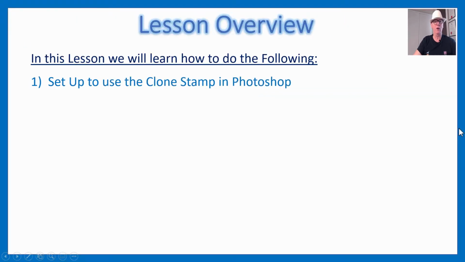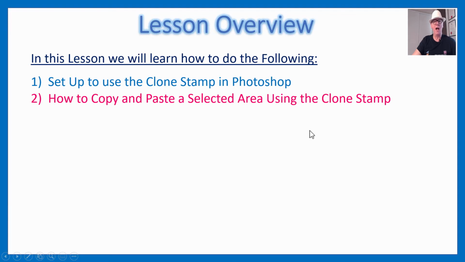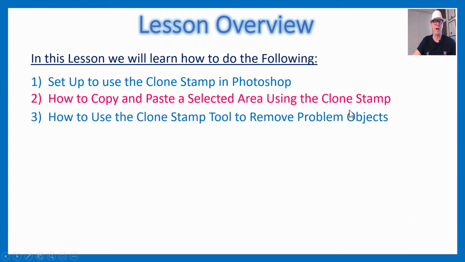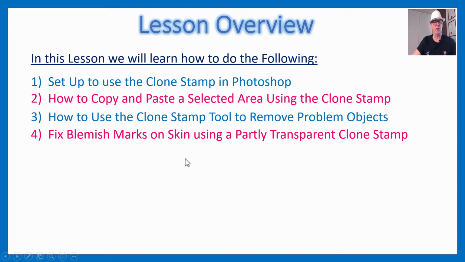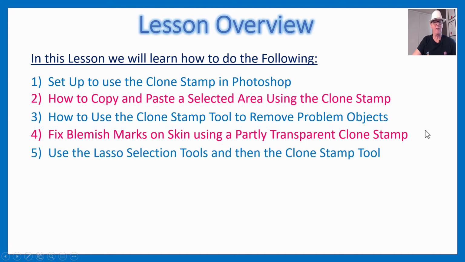So what are we going to learn? We're going to learn how to use the clone stamp, how to copy and paste a selected area from one part of the photo to another part of the photo using the clone stamp. And by that method, we can remove problem objects out of photos. We're going to learn how to fix blemish marks on skin just by making the clone stamp partly transparent, partly see-through, and that does that for us.